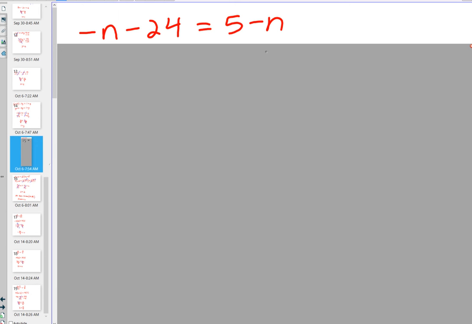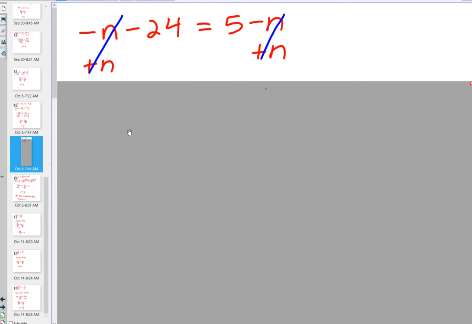to in effect move it to the right, or whether I want to cancel out the one on the right to move it to the left, regardless, it's the same step, which is going to be to add n to both sides. And when I do that, all the n's cancel.